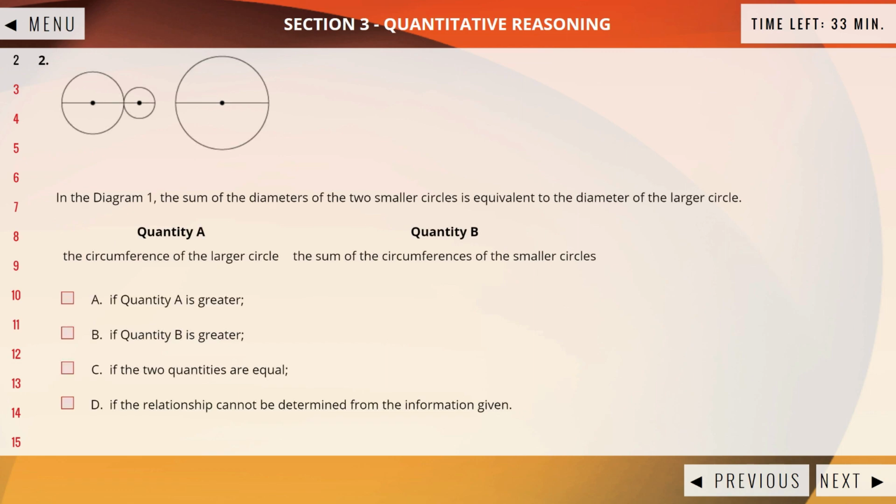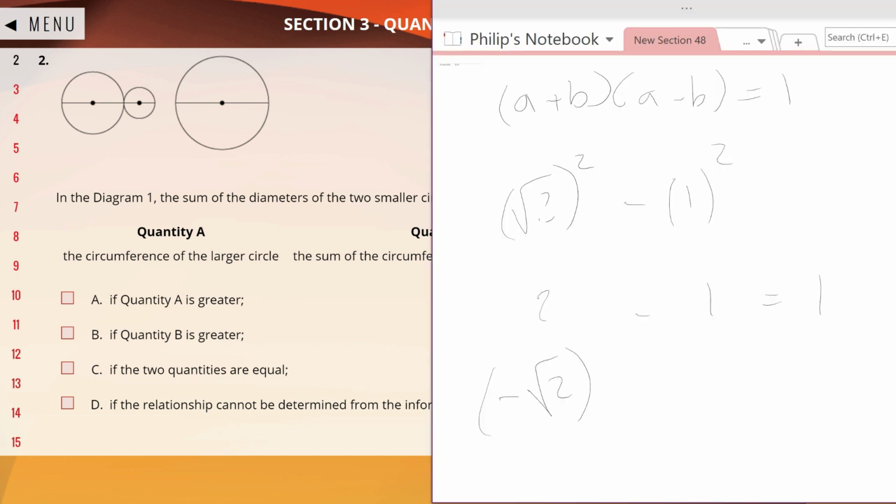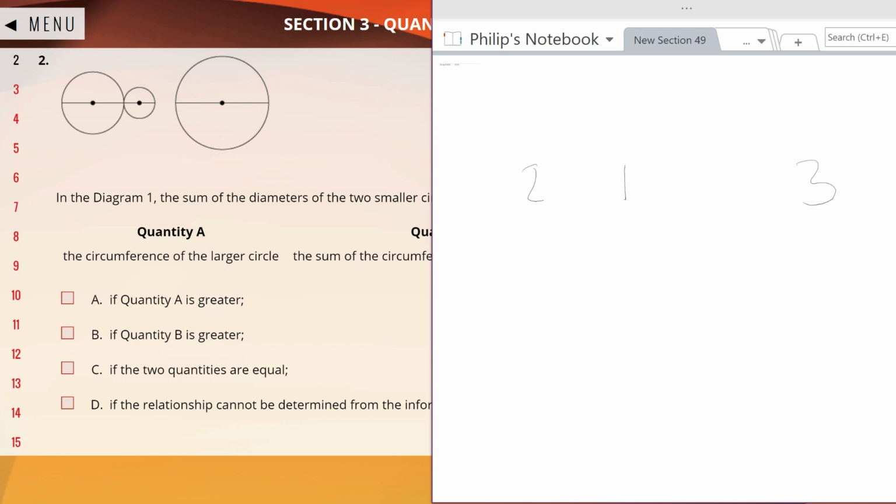Okay, next one. I know I'm teaching at the same time, but I can't help it. In diagram 1, the sum of the diameters of the two smaller circles is equivalent to the diameter of the larger circle. The circumference of the larger circle versus the sum of the circumferences. I think I would already know that they're going to be equal, but I will quickly check. So for example, if the diameter of the first circle on the left is 2 and the other little circle is 1, that would mean that the diameter of the bigger circle is 3.